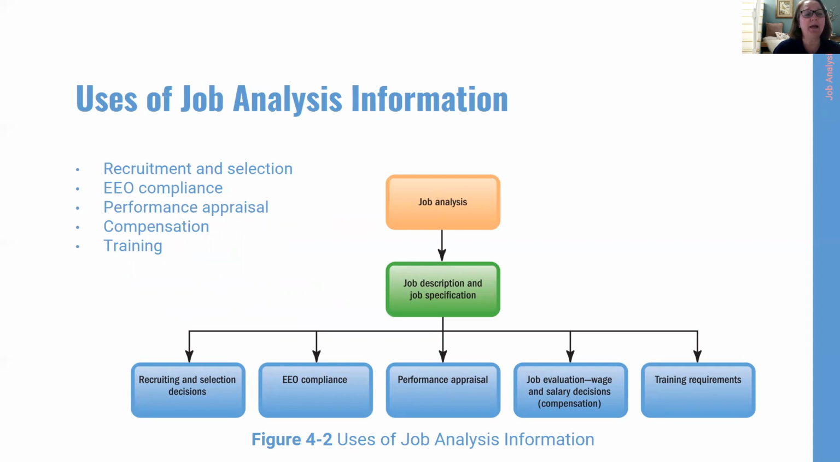So from the job analysis, you're going to do a job description and job specifications. You want to look at the recruiting and selection decisions. You're going to look at the EEO compliance, the performance appraisal, job evaluation, wage and salary decisions, and training requirements.